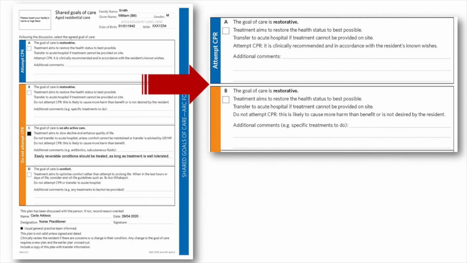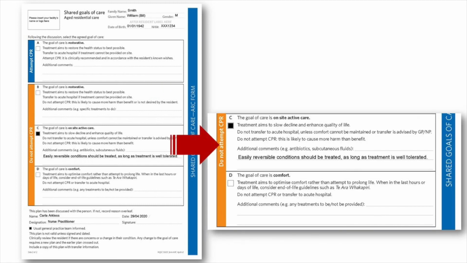So on the back of the form, you'll notice that there's 4 choices about goals of care. When thinking about Bill, we're clearly not talking about restorative goal of care for him. What we're talking about is goal C, which relates to the fact that Mary feels that he would want reversible things treated if he didn't have to undergo too much in the way of uncomfortable interventions. Comfort is still the priority, but we would want to make sure that we focus on his quality and treat things that can be easily treated.